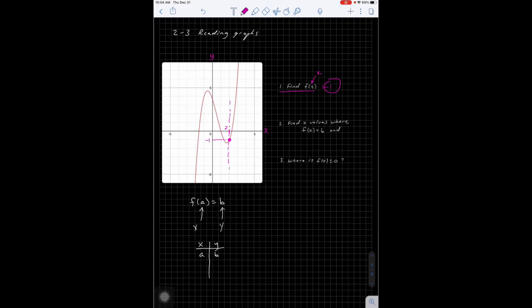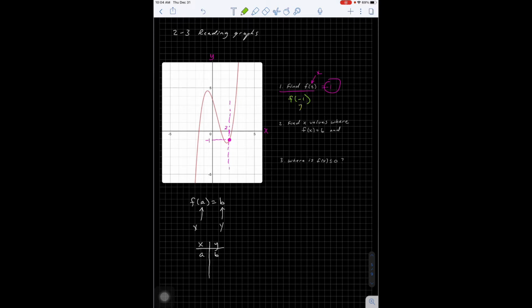It could be that I ask you, let's try another one. What's f of -1? So why don't you pause the video and see if you can figure out what that y value is, and then jump back on to figure out the answer.